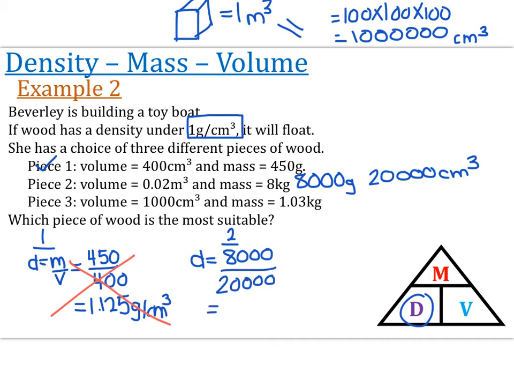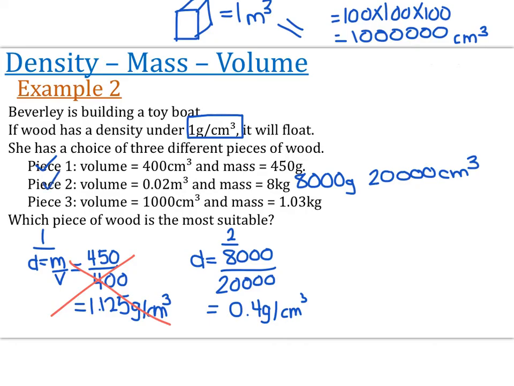Which is 0.4, which is less than 1, which means it will float, but we don't know if it's going to be the best one that we can use. So there's our next answer. Now I'm just going to pause for a moment, and I'm going to get rid of the triangle so I have somewhere to write. All right, and we've got piece 3.